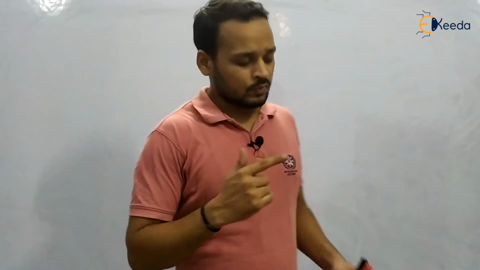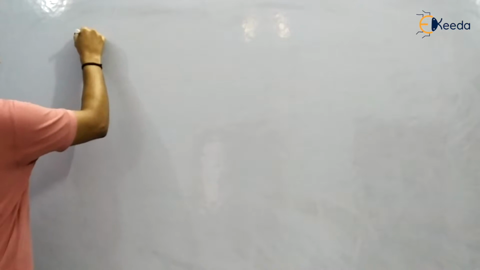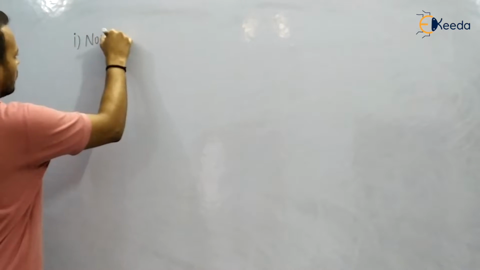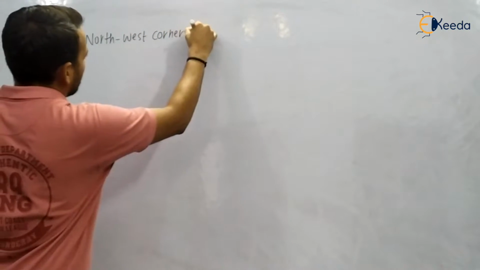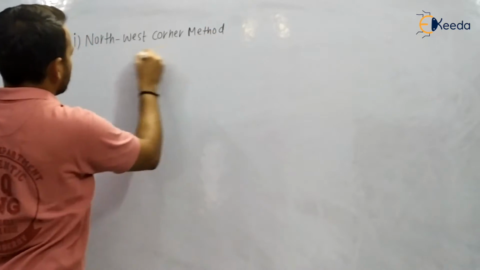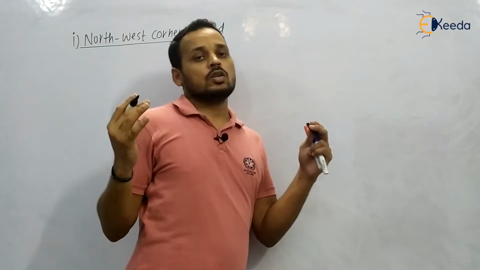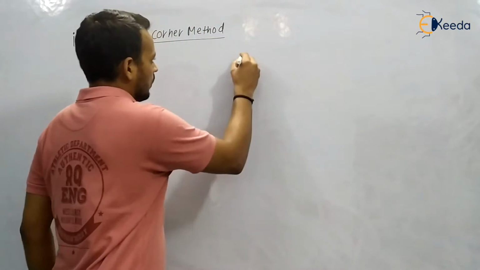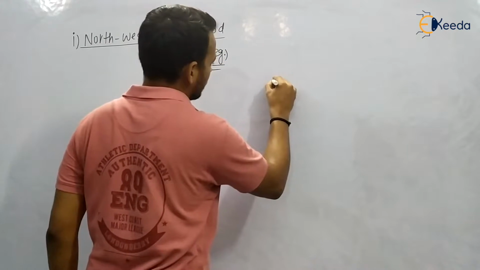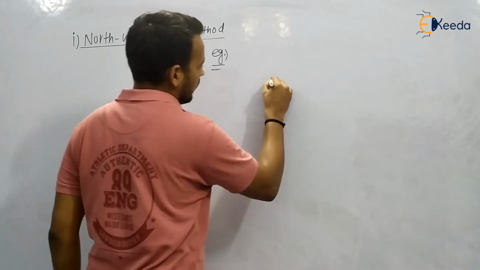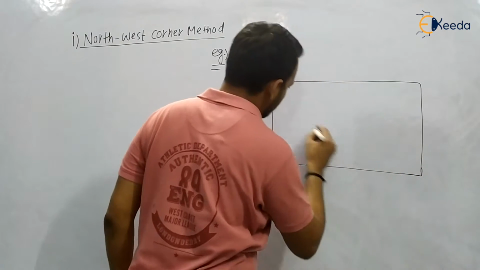So our first method is the northwest corner method. These were the different methods in transportation problem, and in a transportation problem we have to calculate the minimum transportation cost. So I'm taking an example, and you know that in the transportation method there is going to be a cost cell matrix.